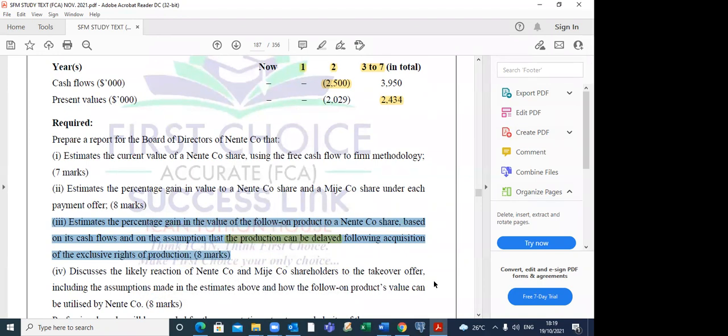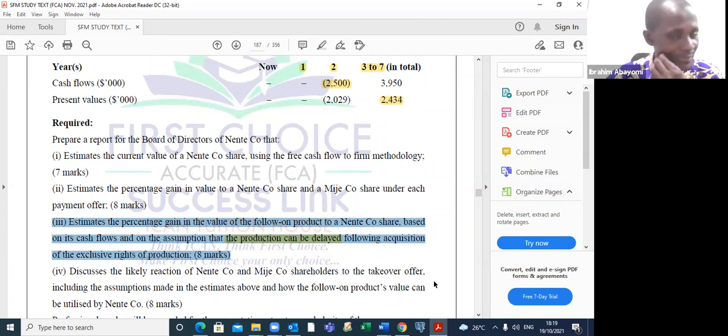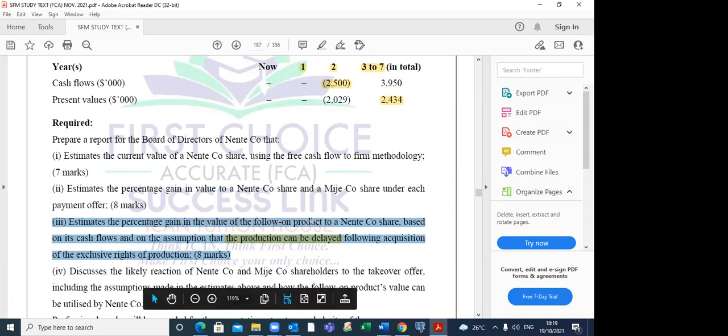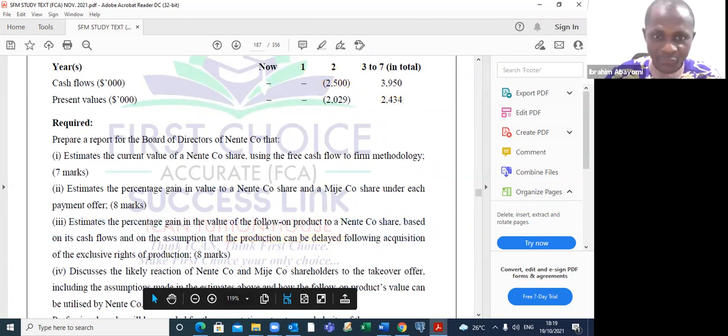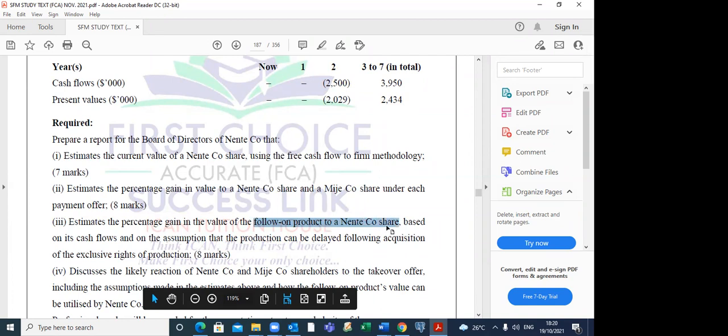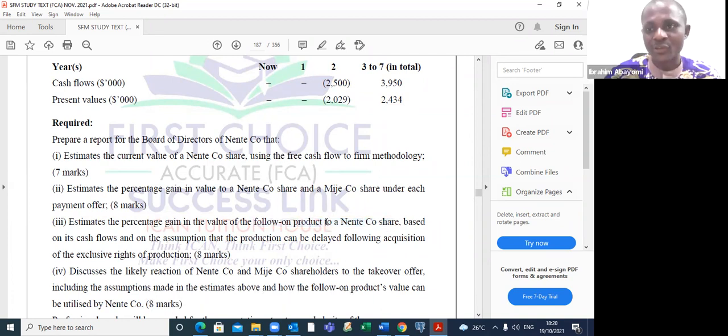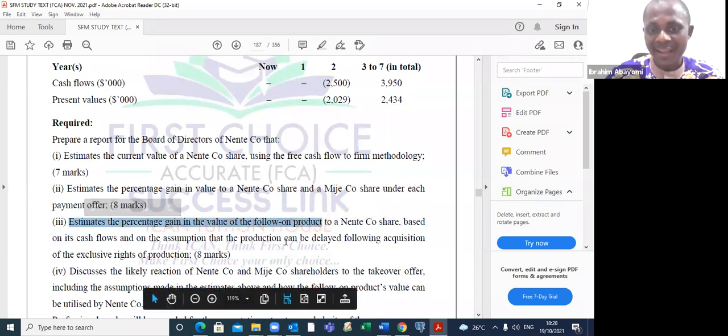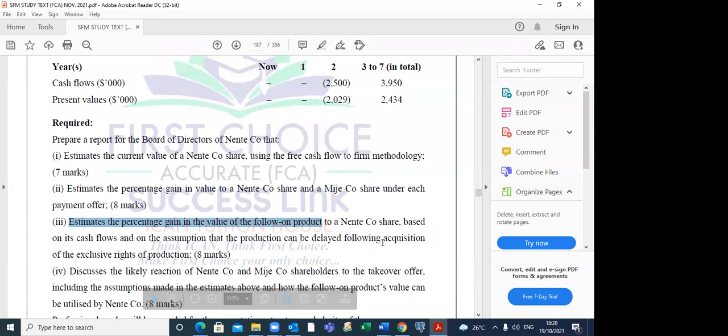Sorry, it took me time to recollect that this question is part of the one you didn't join earlier. Look at the follow-on product here. That's the reason why we need to value the option we have on the product. We have to value it, then divide it by the number of shares to get the gain per share. Did you understand? Yes, it's clearer now.